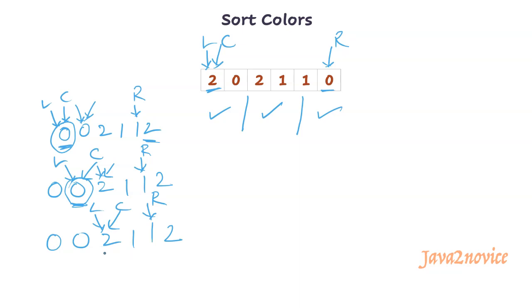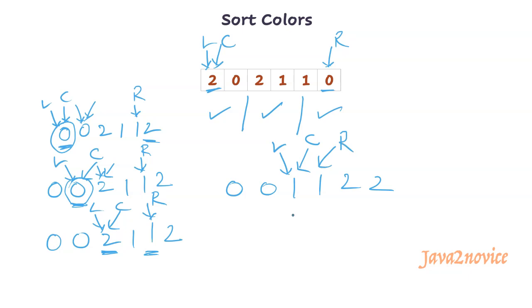In the next iteration, the current element is 2. We need to swap it with the right pointer. After swapping, the array will look like this: 0, 0, 1, 1, 2, 2. There is no change in the left and current pointer positions. Left will be here, current will be here, but we need to decrement the right pointer by one step. So it was here, now it will move here.